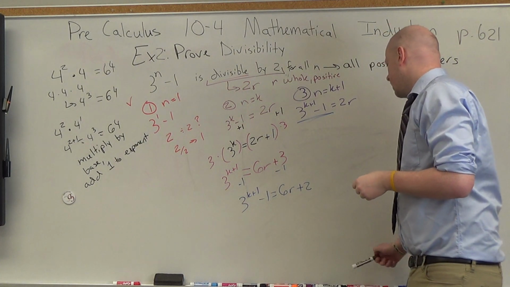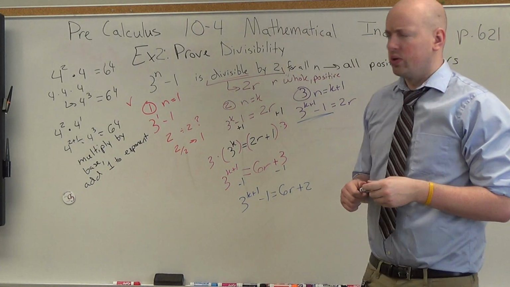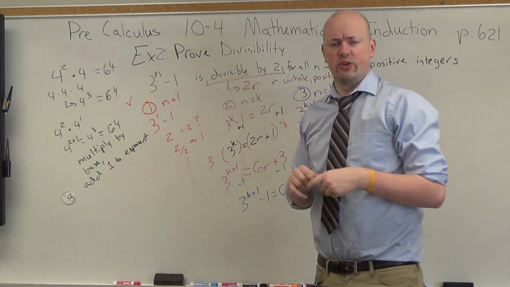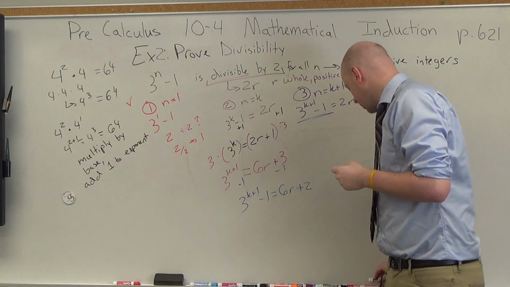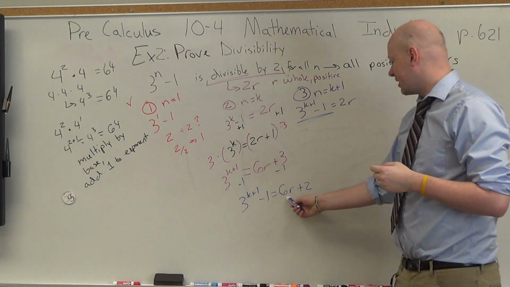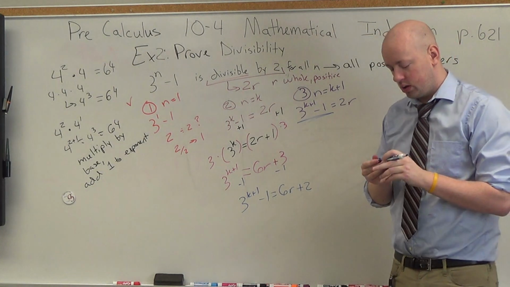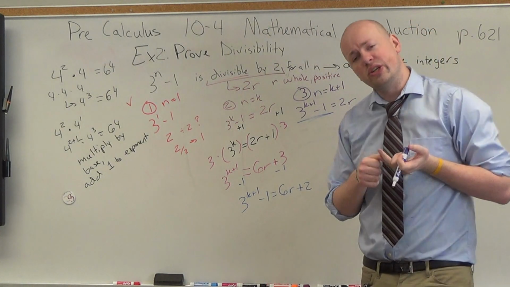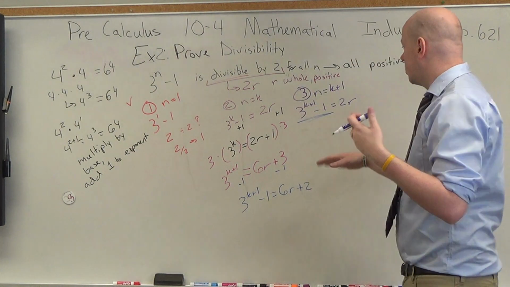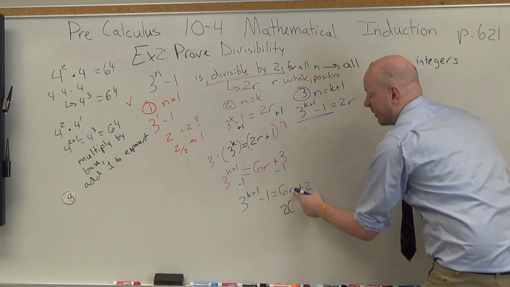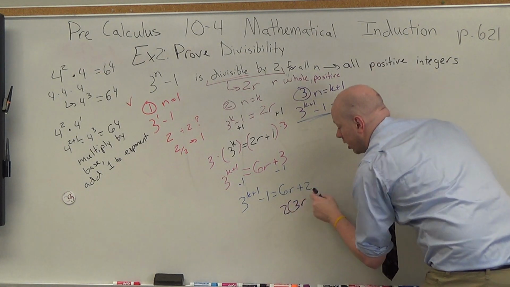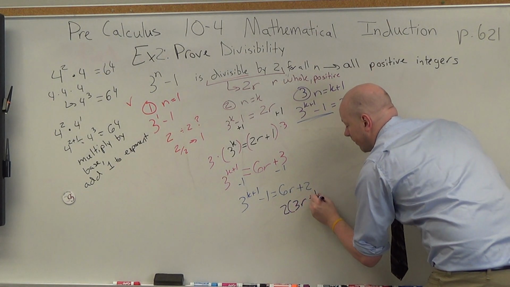Now, I get 6r plus 2, and I really need to make sure it's divisible by 2. Is there any way I can show that it's divisible by 2? Well, what number exists in both these that I can factor out? What number exists in 6 and 2 that I can factor out? Well, 2 does. If I divide each by 2, 6r divided by 2 gives me 3r. 2 divided by 2 gives me a 1.